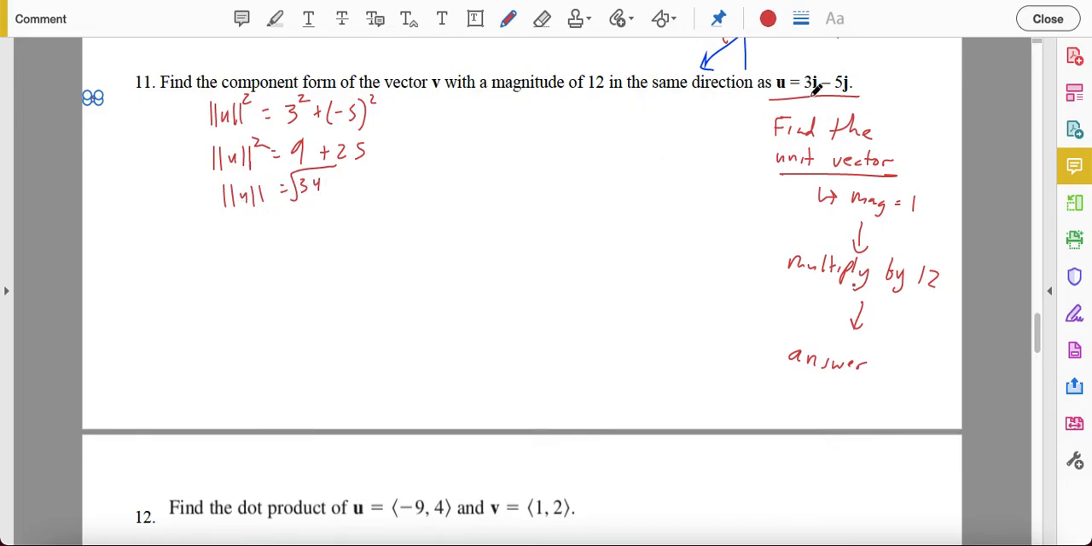Okay, so now we need the unit vector. We just divide this whole thing by root 34. So we do 3i minus 5j all over root 34. We can just write them separately: 3 over root 34 i minus 5 over root 34 j. All right, and now I multiply this by 12. So this whole thing times 12 now.